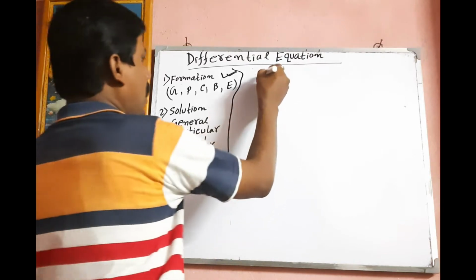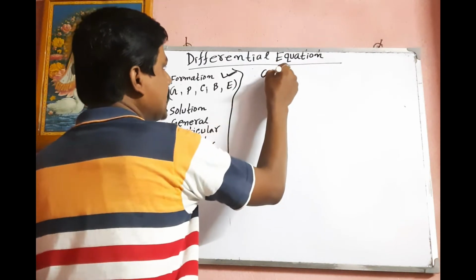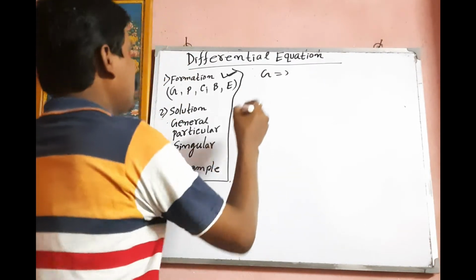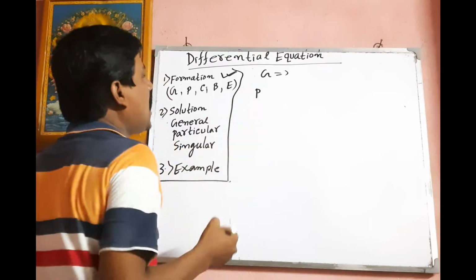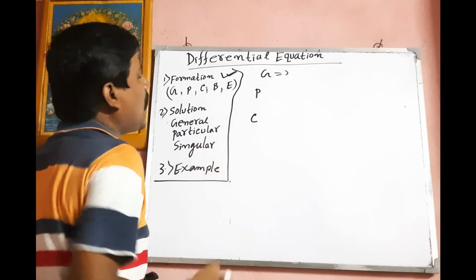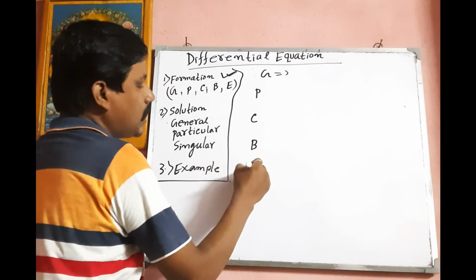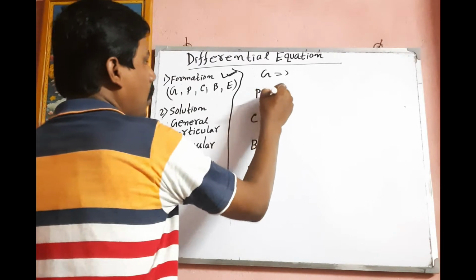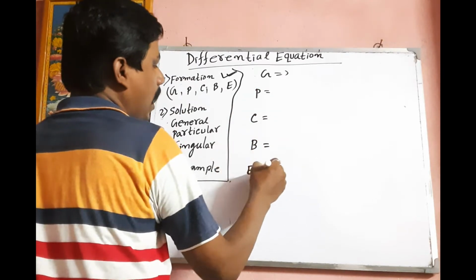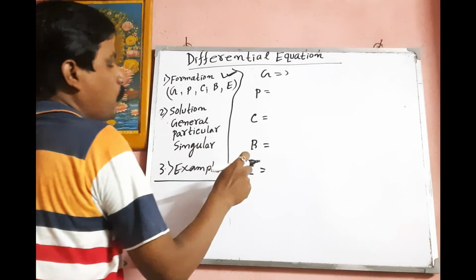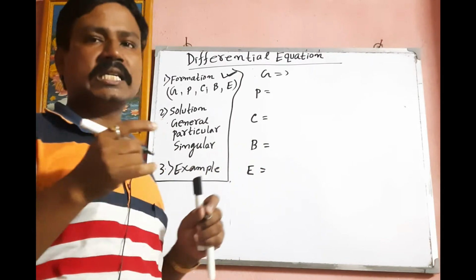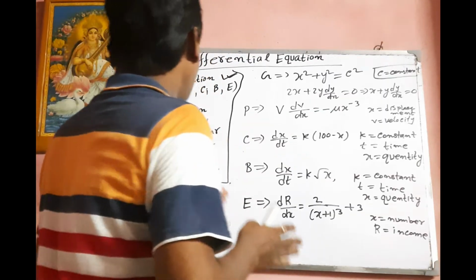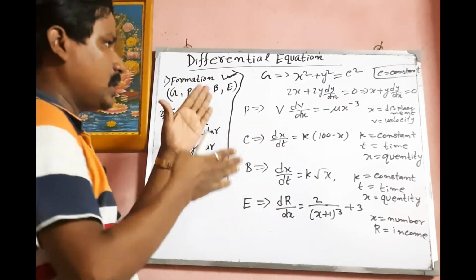In this section at first we are discussing the geometrical formation, then physical, then chemical, then biological, then economical or economics. That is 1, 2, 3, 4, 5. These are the 5 types of formation we are discussing at first, one by one. Now there are 5 types of formations of differential equation.